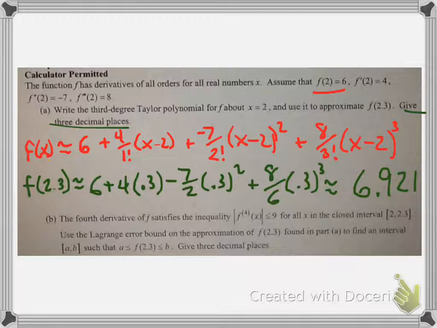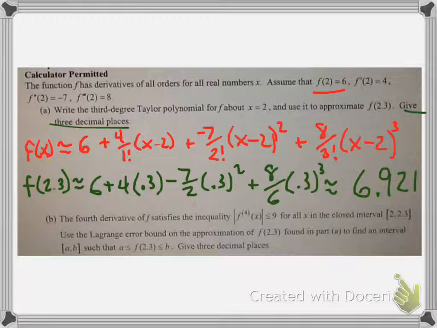It says the fourth derivative of f satisfies the inequality such that the magnitude of the fourth derivative of f is less than or equal to 9 for all x in this closed interval. So now we're going to use the Lagrange error bound on the approximation f of 2.3 to find some interval such that f of 2.3 is within that interval to 3 decimal places. I haven't seen it asked like this on the AP exam, but I want to focus on generating the Lagrange error bound, and then we'll do a little bit of interpretation to get the interval that's being asked for here.